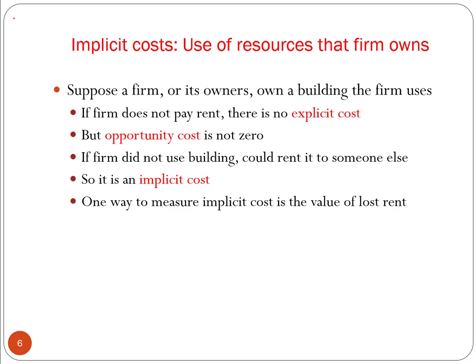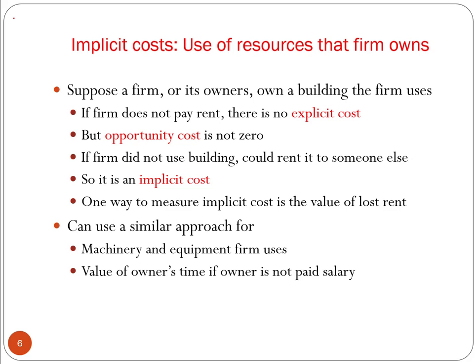But the opportunity cost of using this building is not zero. And the reason it's not zero is that if the firm did not use this building, it could rent it out to somebody else who would use it. So the lost rent that they don't get because they're using the building themselves is the opportunity cost of doing it. So this is going to be an implicit cost, and the way we'd probably measure the implicit cost is the value of the lost rent in this case. So if you could have rented that building for $10,000 a year, then the implicit cost would be $10,000 if the firm's not paying rent to use its own building.